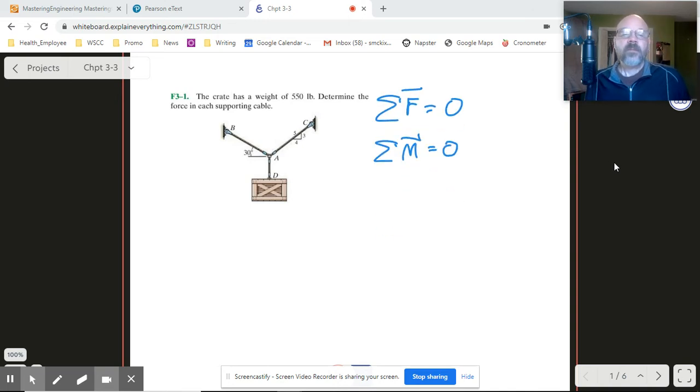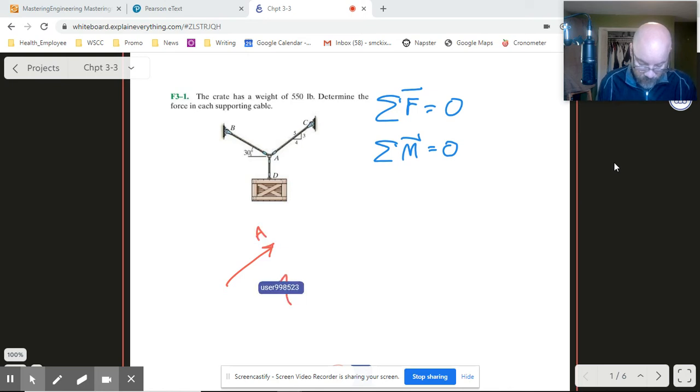A super important tool when it comes to analyzing forces and moments is what we call the free body diagram. Okay, the free body diagram. If I've got some forces here, let's say I've got one here, let's call that A, and one here, we'll call that B, and then one here, we'll call that C.